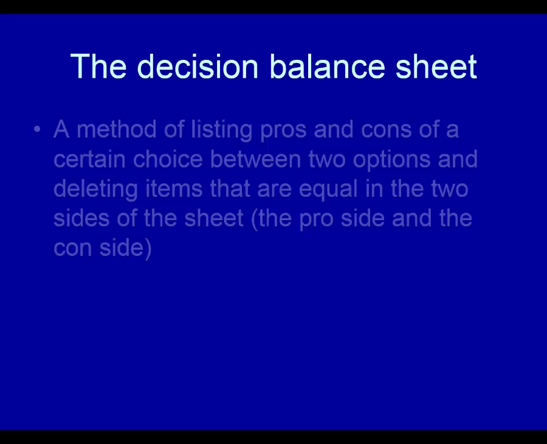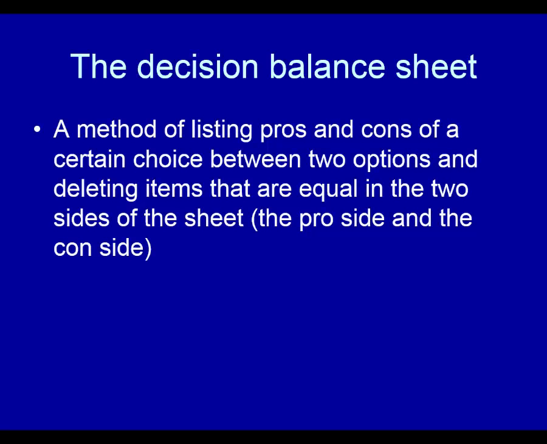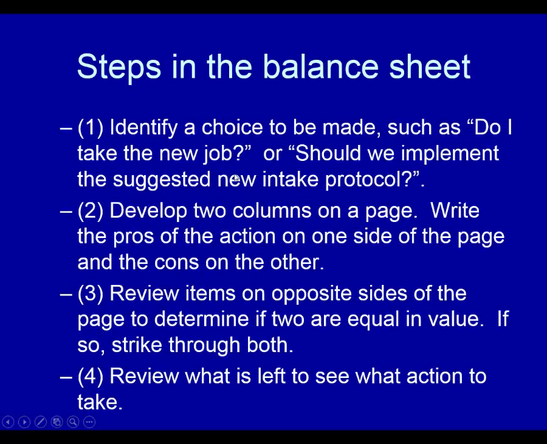Let's look at another option besides the classical brainstorming, the decision balance sheet. This is a method of listing pros and cons of a certain choice between two options and deleting items that are equal in the two sides of the sheet, the pro side and the con side. I believe this idea goes all the way back to Benjamin Franklin. I think it was attributed to him as one of the things that he did when he was facing a difficult choice. I'm going to let you hit the pause button and look over this list of items and then come back.